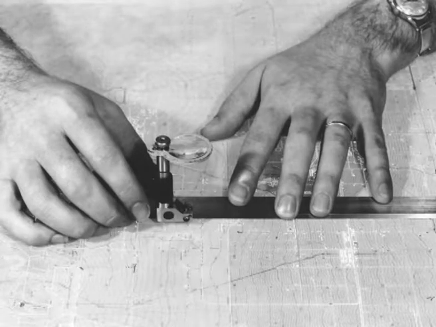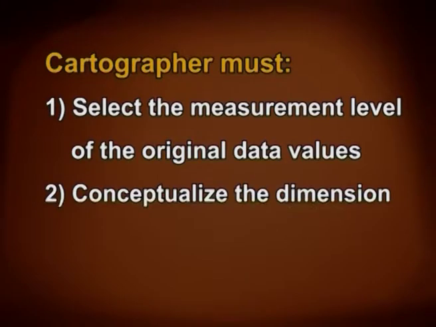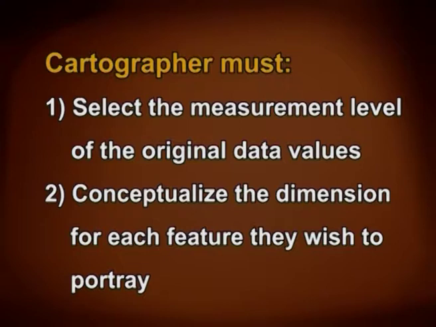The way the features exist and the way they are mapped need not be the same. Cartographers, therefore, must perform important symbolization tasks before they choose the symbols. They must select the measurement level of the original data values and conceptualize the dimension for each feature they wish to portray. Making these two choices is the essence of the cartographic symbolization problem. Let us look more closely at each of these tasks.